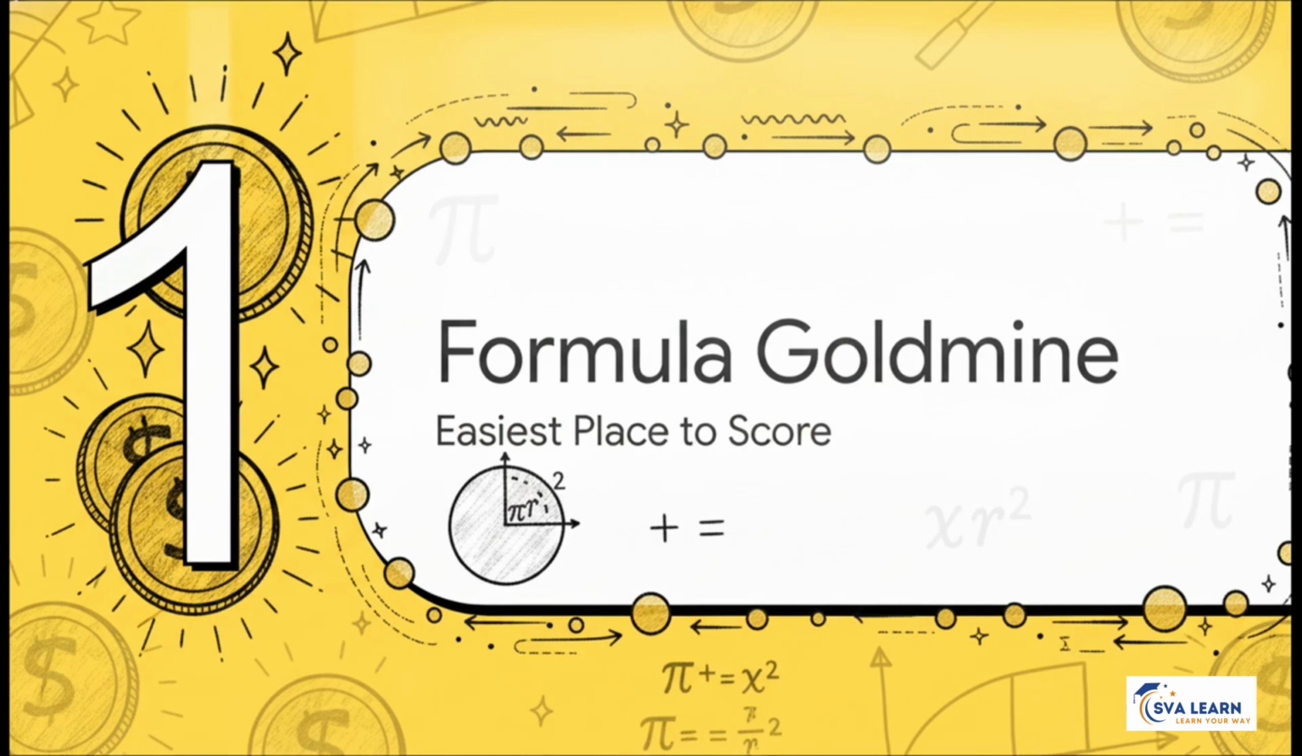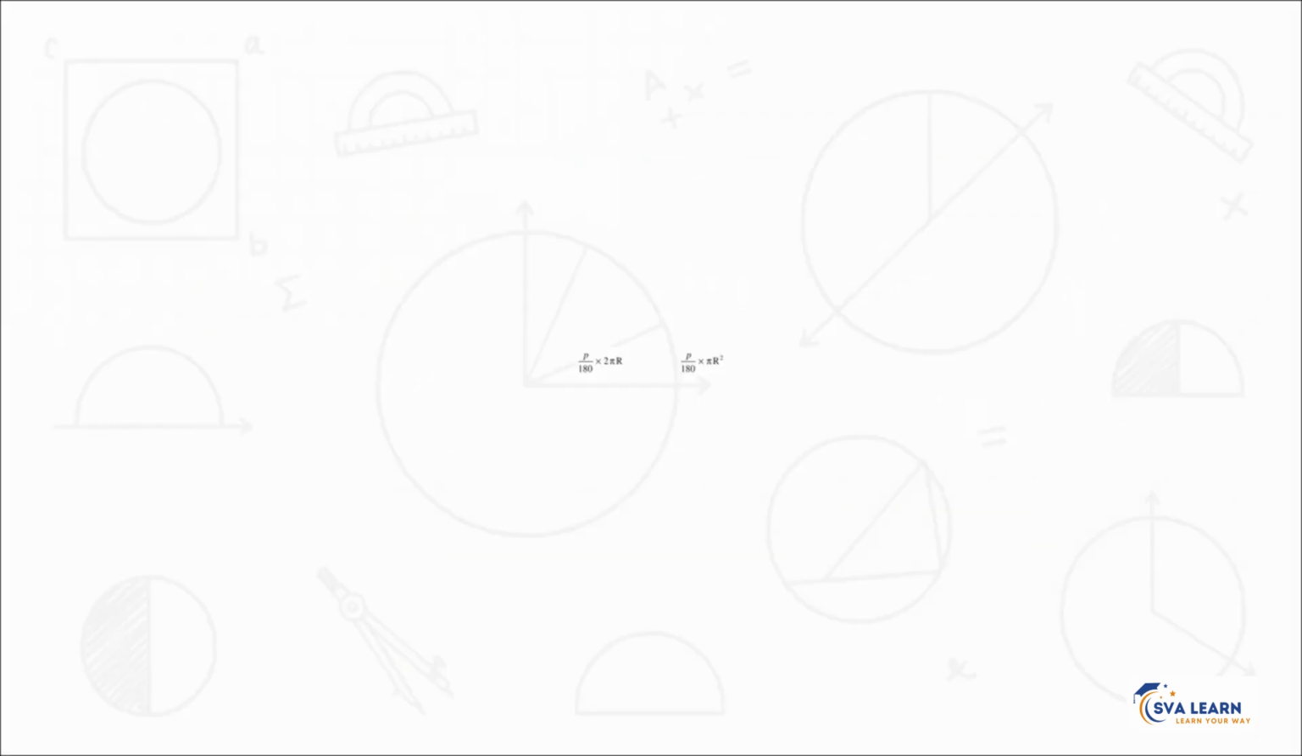Okay, Section 1. The 1-mark formula goldmine. This is the absolute easiest place to secure marks on your paper because it relies entirely on the direct application of fundamental textbook formulas. Now, I want to share a really powerful visual memory trick. We have the formula for the length of an arc, theta over 360 multiplied by 2 pi r, and then the area of a sector, theta over 360 multiplied by pi r squared.